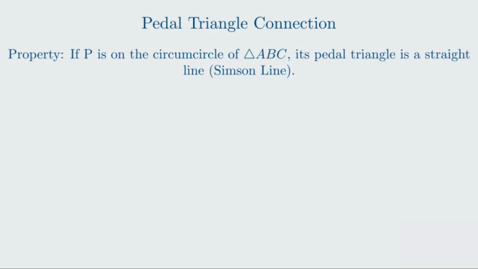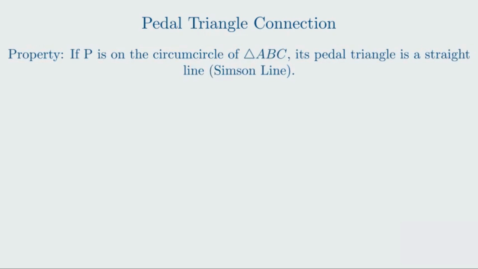The pedal triangle is formed by the feet of the altitudes from a point P to the sides of a triangle. The crucial property here is that if a point P lies on the circumcircle of a triangle, its pedal triangle is a straight line, not a triangle. This line is known as Simpson line or Simpson's line.